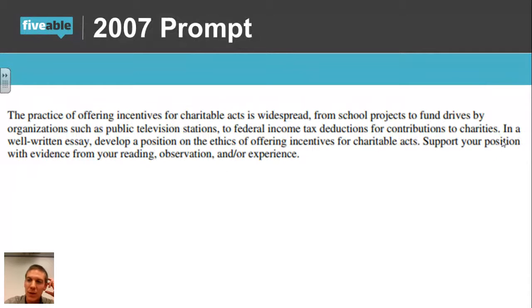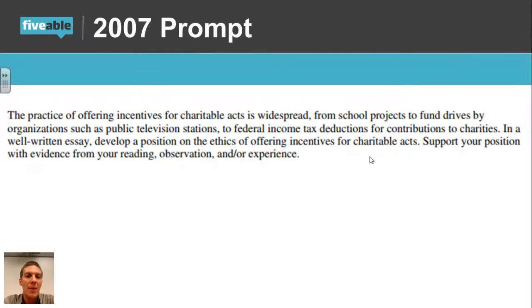That's what we're going to talk about next week. But here's the prompt. In a well-written essay, develop a position on the ethics of offering incentives for charitable acts. But so many students, under the pressure of a 40-minute timed essay, say, okay, I know charity. My parents give to charity. I'm going to talk about that. Let's talk about ethics. That's what this essay is about.